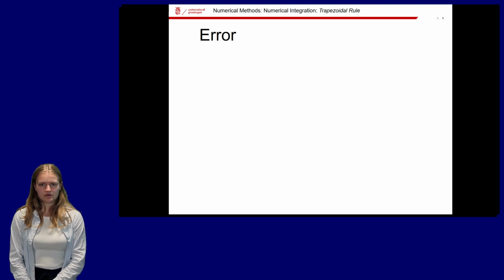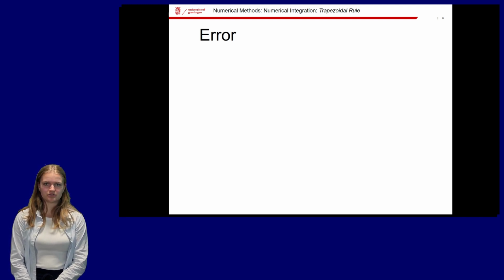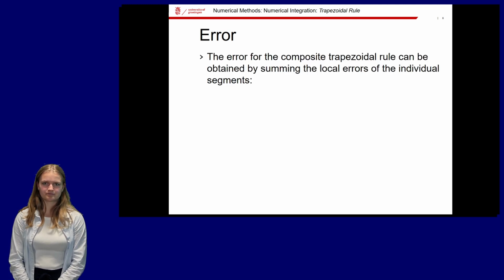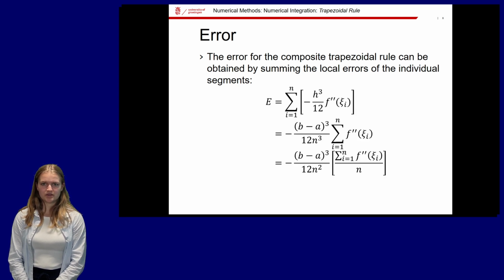So we already discussed the error in a single application of this rule. So what is the truncation error if we apply it over n segments? We can calculate the global truncation error by summing the local errors for each segment. So then we obtain this equation. In the first expression, you'll see it's just the sum of the local errors. Then you can substitute the expression that we have for h, which is b minus a over n, into this equation.